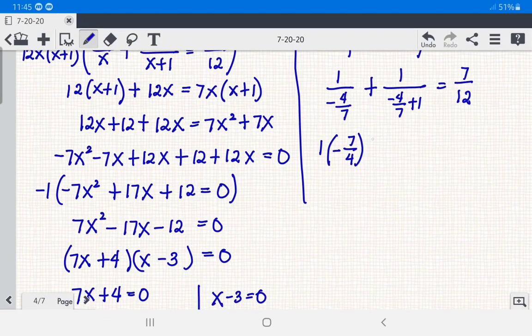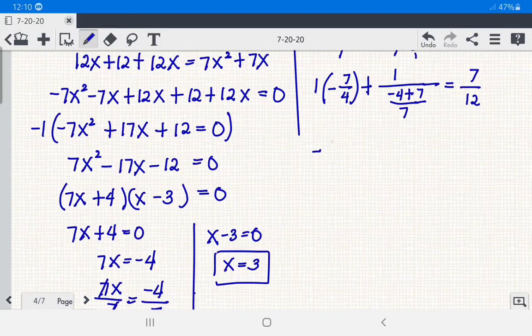Okay? Then plus, here we have 1. Okay, so we have 1. Then you're going to get the LCD of 7 and then the denominator of this is 1. So LCD is 7. So 7 divided by 7 is 1. Times negative 4, we have negative 4. Plus 7 divided by 1, we have 7. Times 1, we have 7. Okay? That's why if you're going to divide 7 and then 7, 7 divided by 7, that is 1, right? Then equals to 7 over 12.